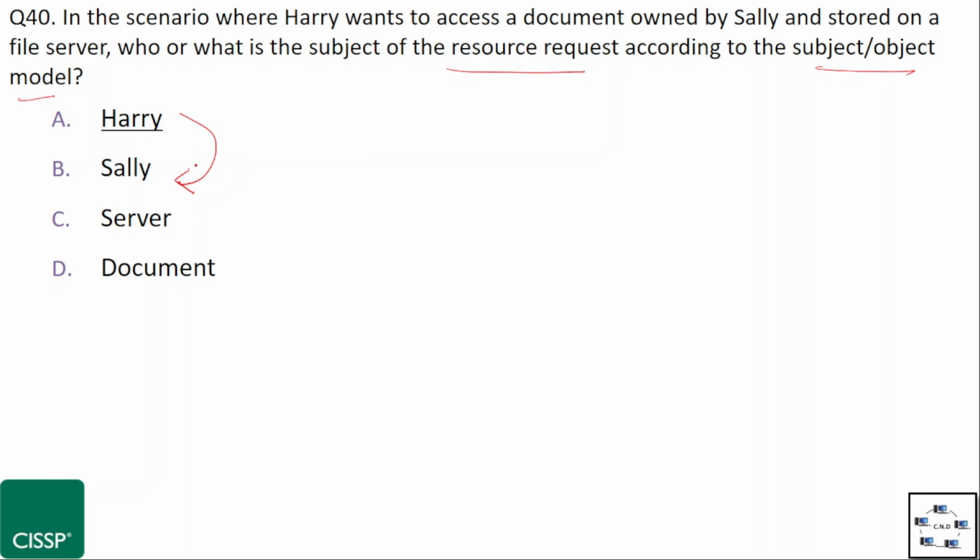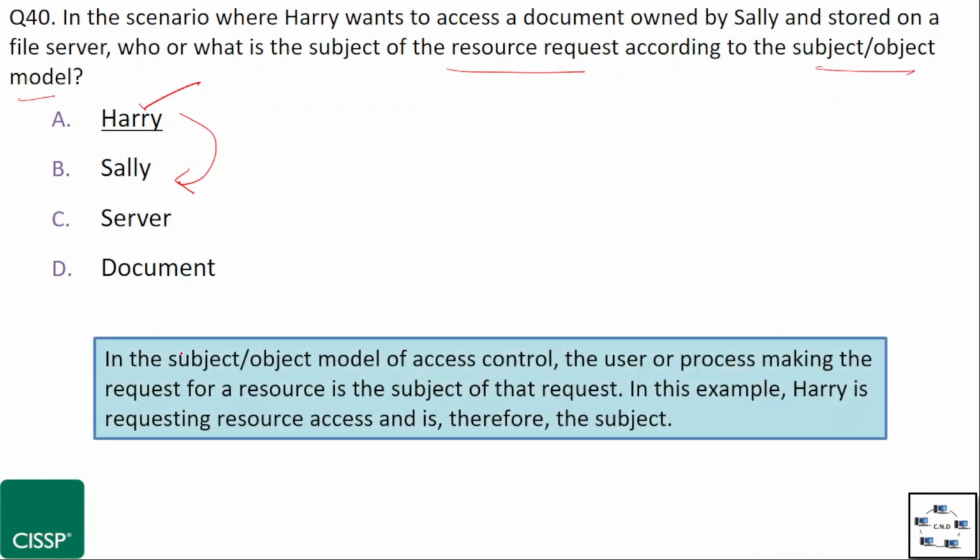And the correct option is Harry, since Harry is the active entity that wants to access the file. So in the subject-object model of access control, the user or the process making the request for a resource is the subject of that request. In this example, Harry is requesting resource access and is therefore the subject.